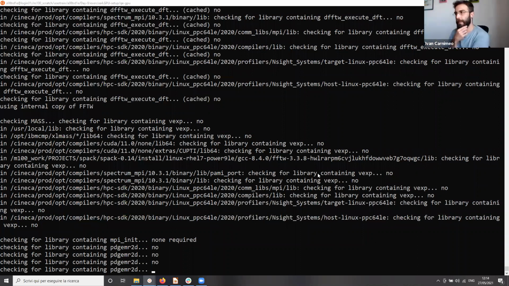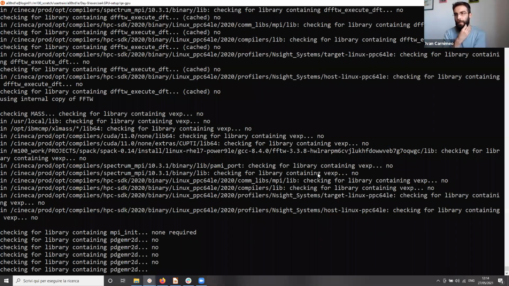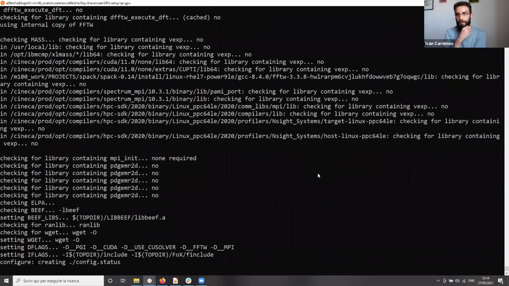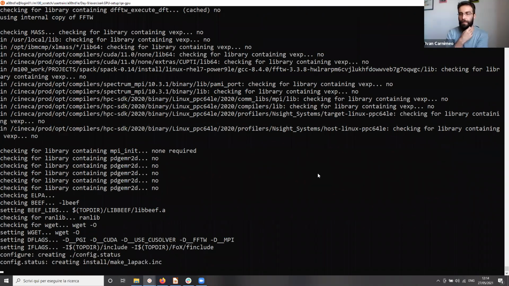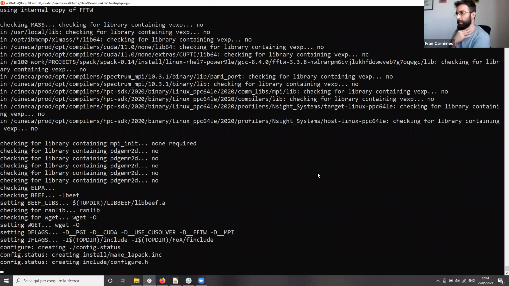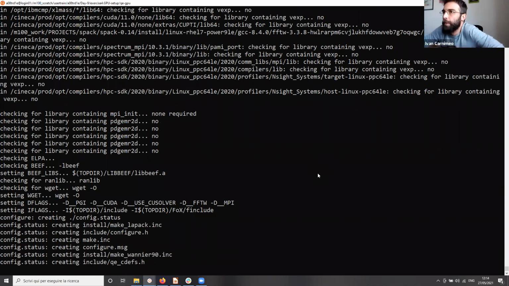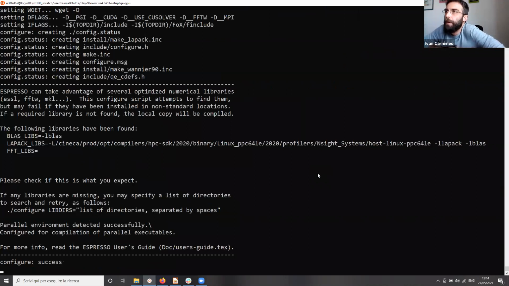Let's wait. Yeah, usually it is much faster. Now, of course, we are many people running on the same node. So, okay, now my configure is finished.